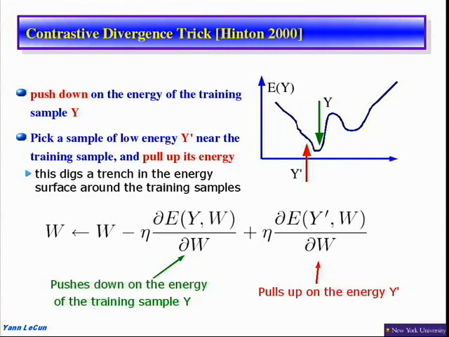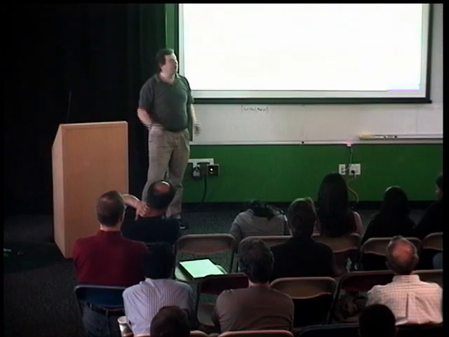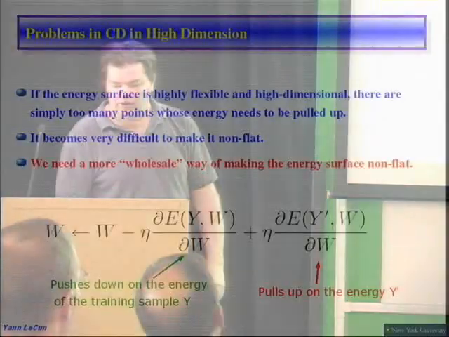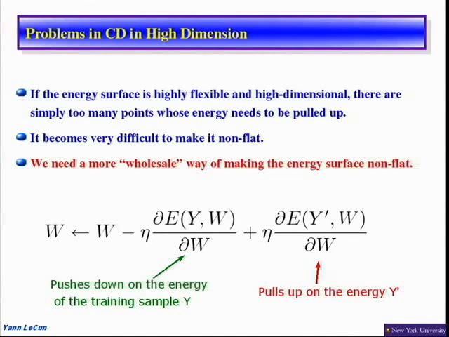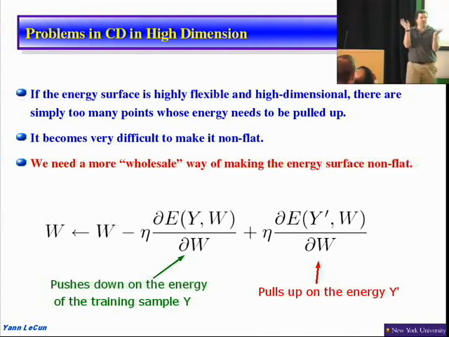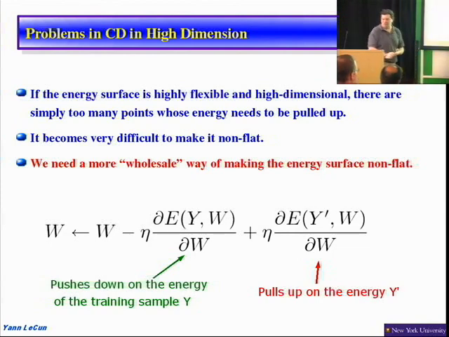If you do this enough times, the energy surface is going to take the right shape and eventually have local minima around training samples. So this is nice and cool, and I'm sure Jeff talked about this when he came here. And there's lots of things where it works really well. But it's got a problem, which is that in high dimensions, it doesn't work so well. The problem is that there's just too many places whose energy you have to pull up. The dimension is just too high. So if your energy surface is very flexible, pushing up on all the areas that need to be pushed up is just hopeless. You can never get it to adopt the right shape. So you need some sort of more wholesale way of pushing up the energy of things you don't observe.